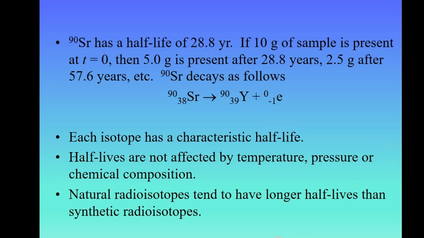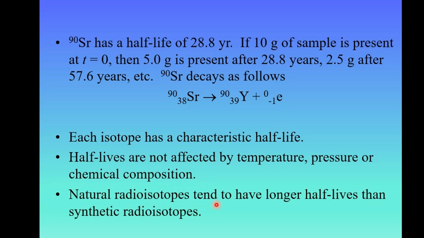Each isotope has a characteristic half-life. Half-lives are not affected by temperature, pressure, or chemical composition. In chemical kinetics, we saw there are all these factors that affect rate: temperature, physical state, catalyst. Half-lives are not affected by any of those things. It's a nuclear reaction happening inside the nucleus and you can't really affect that. So of course, one of my favorite true and false questions is: the decomposition of uranium can be sped up by oxidizing it to uranium +6 or something like that.